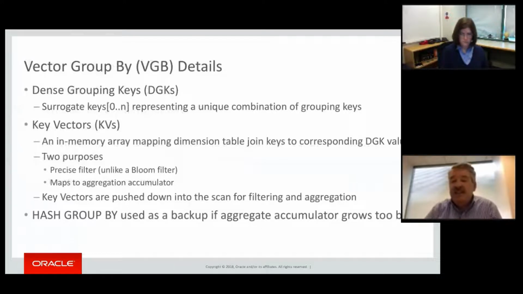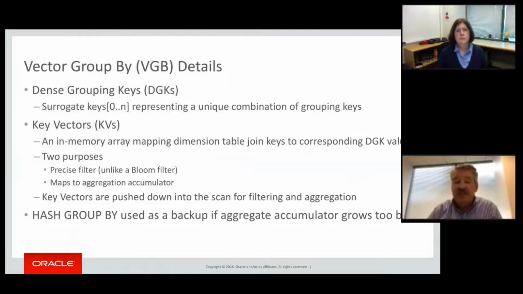In addition to that, one of the differences between Bloom filters and the key vectors for our vector group by, which I'll show you in a few minutes in some subsequent slides, is that we use a surrogate key because we have to know all of the join column values or all of the aggregate or group by column values, so that we can create our aggregate accumulator in memory. So we're not going to resize or recreate that on the fly. We're going to create that up front. And so we'll use surrogate keys as part of the key vectors.